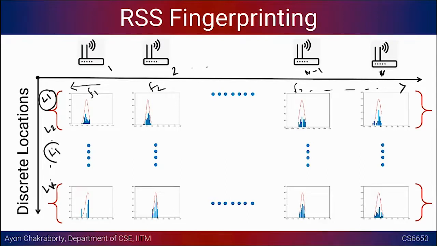Like the way you give biometrics, this is your fingerprint. So this is the location's fingerprint. And what does the location's fingerprint consist of? This consists of the signal strength distributions from these n access points. In the machine learning literature, we call that a feature vector.